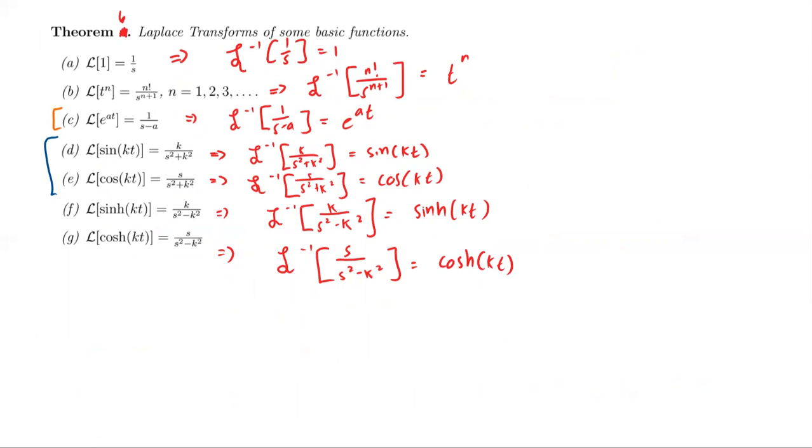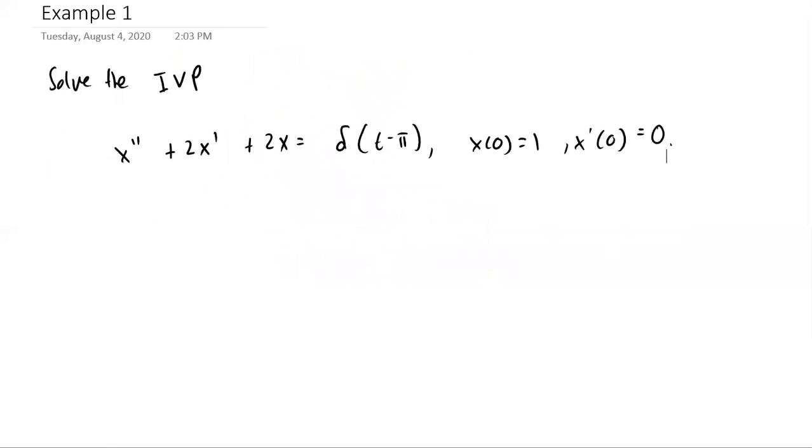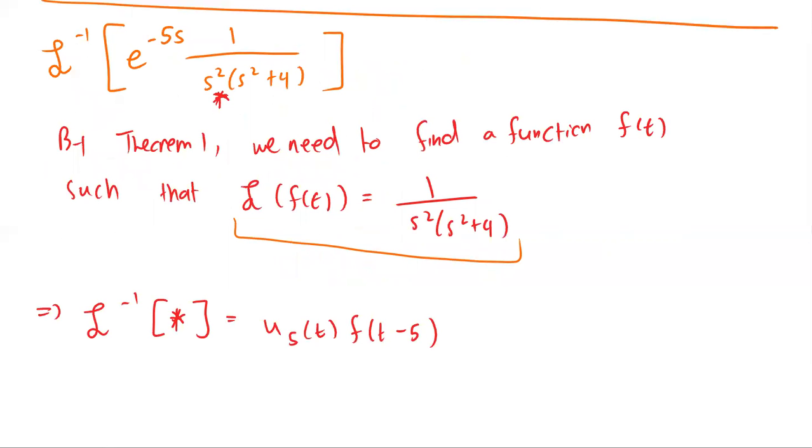some expression over s squared. And that looks a lot like the Laplace transform of t, plus some expression over s squared plus 4, which looks a lot like the Laplace transform of sine of kt. Okay. So that's the idea. We're going to have to use partial fractions for this part. That's the next section.